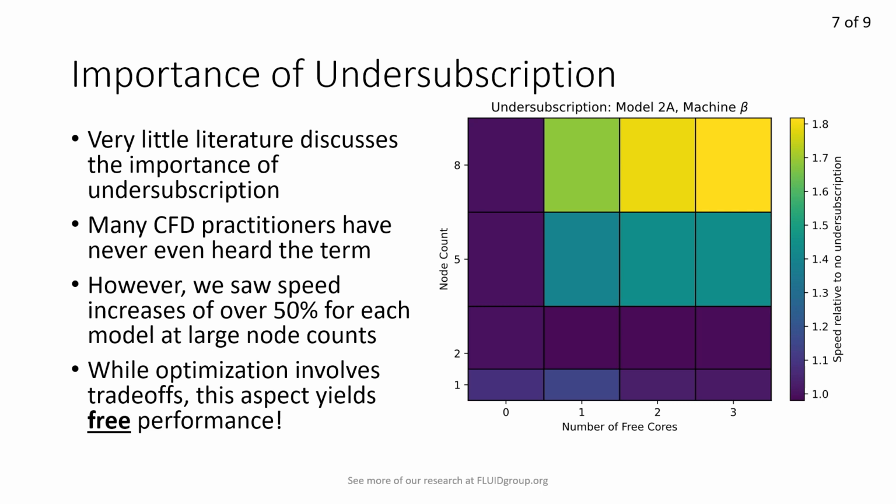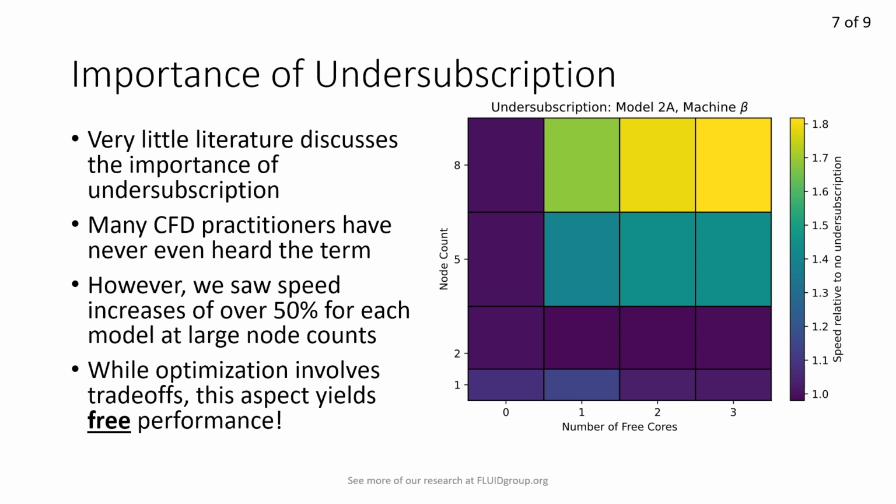Let's take a closer look at undersubscription. Very little literature discusses how important it is, and we were unable to find anything showing on an applied level how important it is for CFD users to take advantage of this effect. Many CFD users, even those at prestigious institutions, have never even heard this term, but we found speed increases of over 5% for each mesh and each model at large node counts. You can see on the right here that for one of our models, which we dubbed 2A, with machine type beta, we saw nearly a 2 times speed up just by leaving 3 free cores per machine while using 8 nodes.